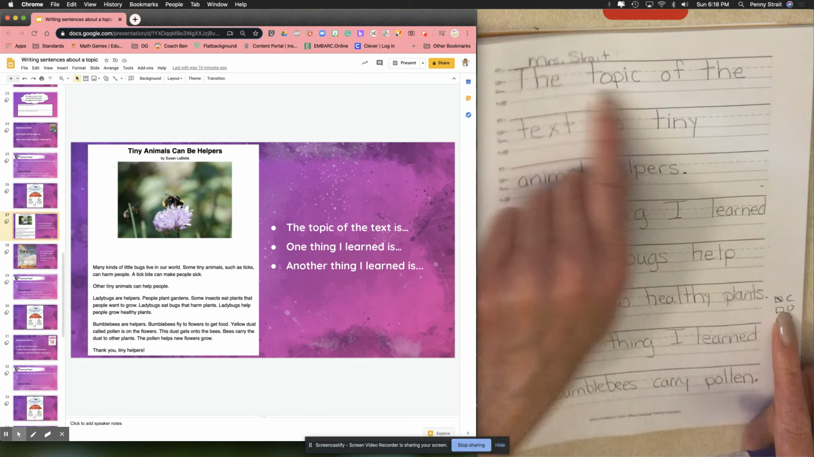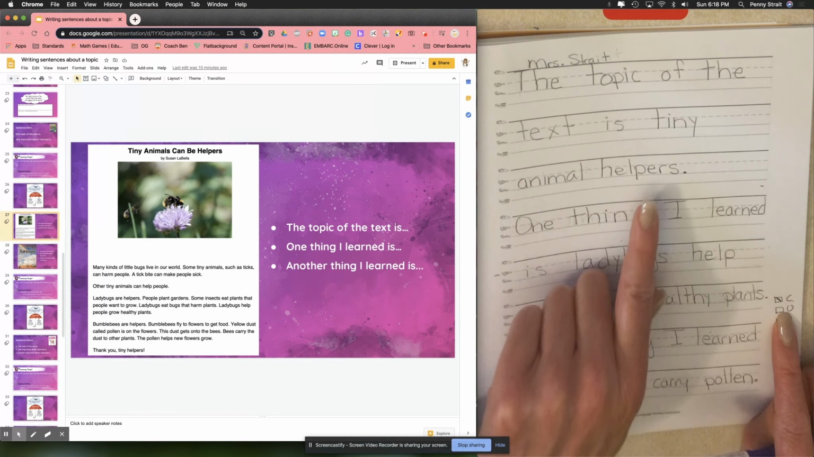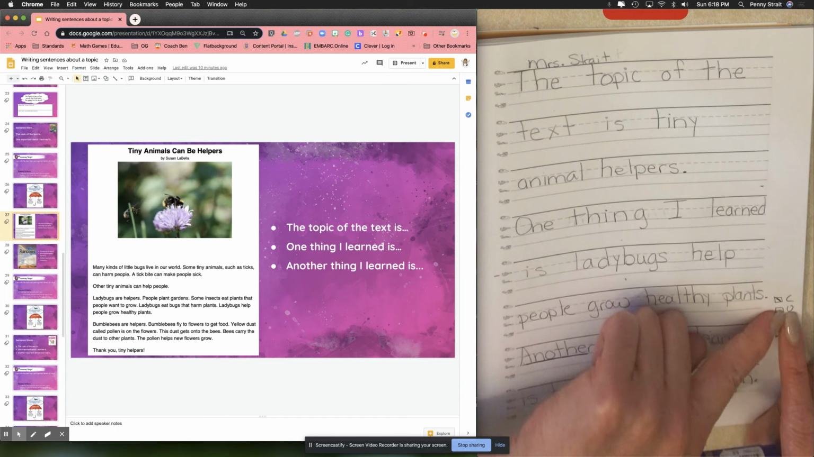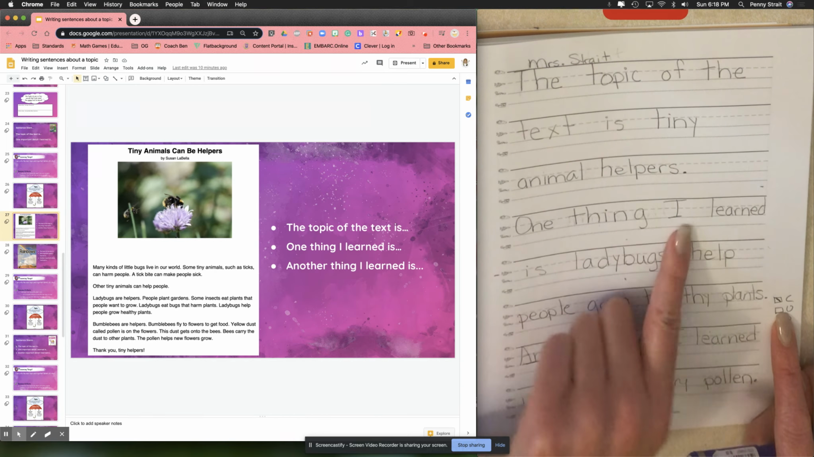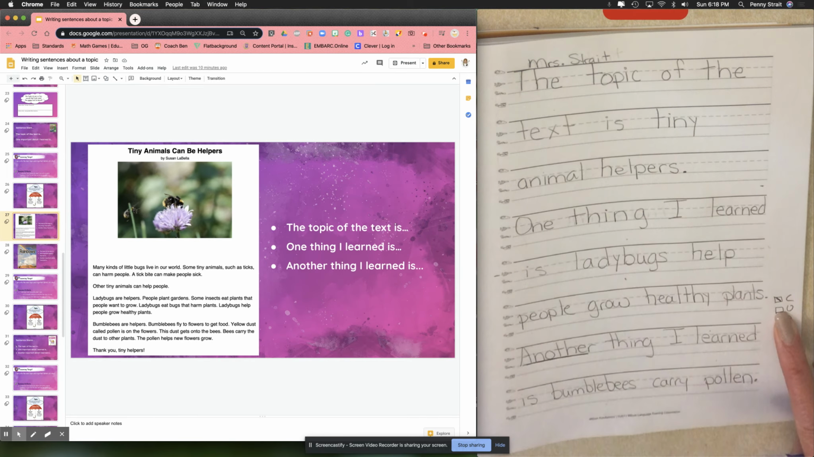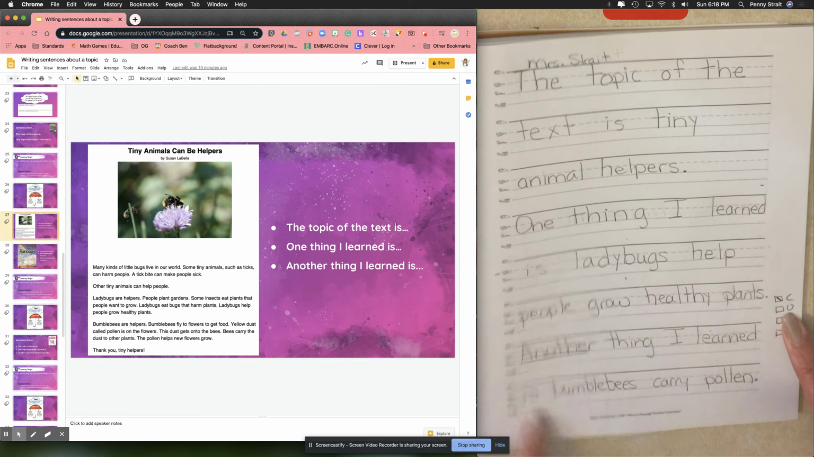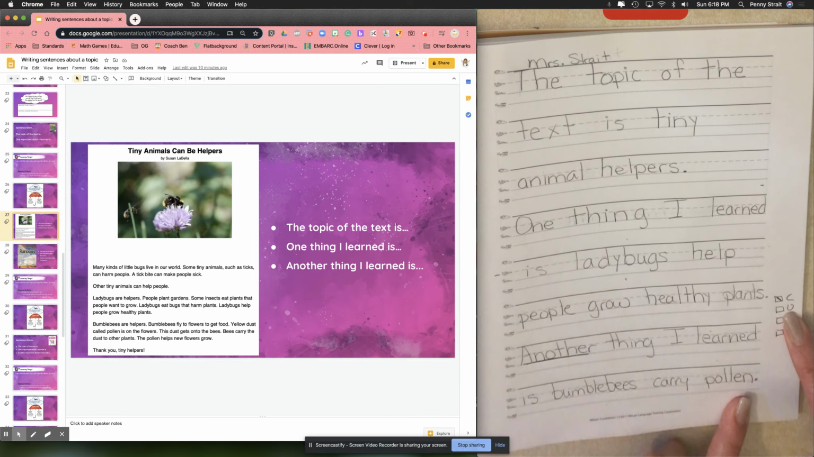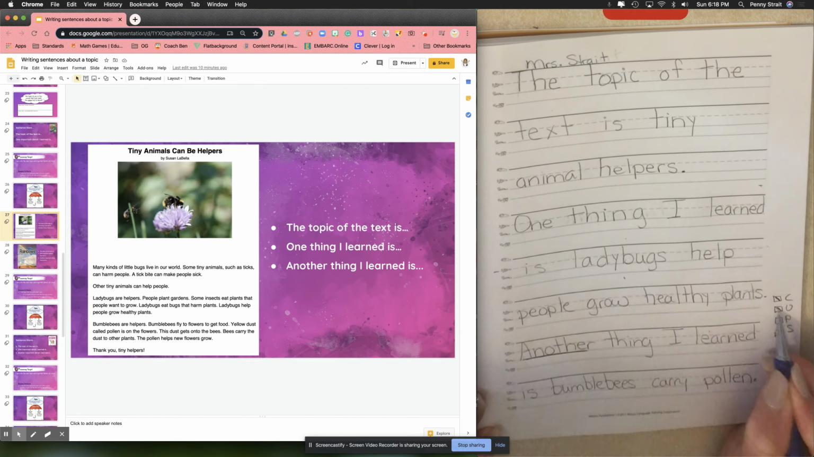Understanding. The topic of the text is tiny animal helpers. That makes sense. So, okay, I got to do all of them. The thing I learned is ladybugs help people grow healthy plants. That makes sense too. It's understandable. Another thing I learned is bumblebees carry pollen. Yep, that's understandable. Okay, I can check that off now.